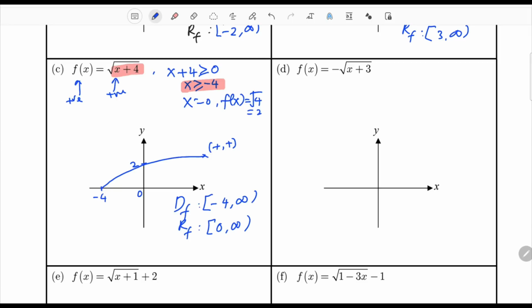Okay, D. Similarly, look at what is under the square root. So x plus 3 is greater than or equal to 0, x is greater than or equal to negative 3. If you look here, there's a negative there. The x here is positive, but this negative actually refers to the y. So meaning this is negative. Right? So when x is 0, you have f(x) to be negative square root of 3. So where is negative square root of 3? Somewhere here. This is negative square root of 3.